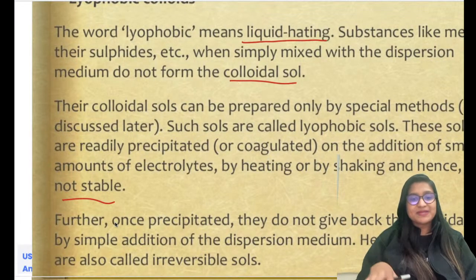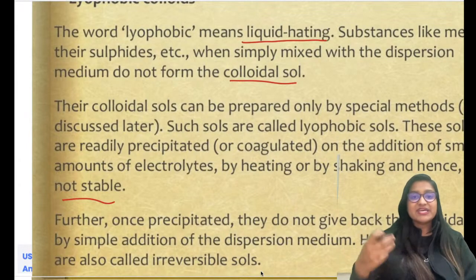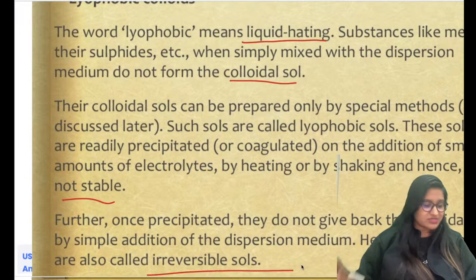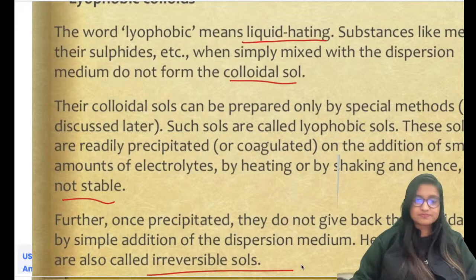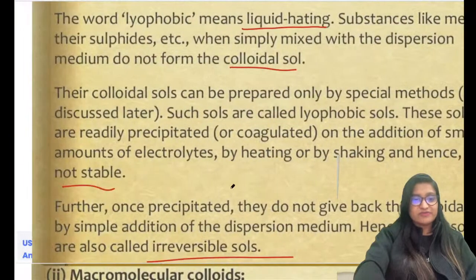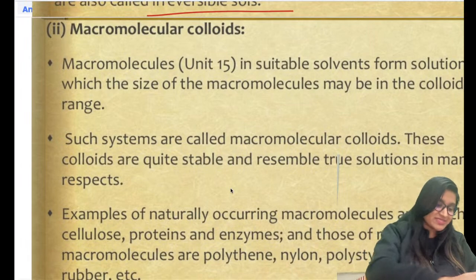Further, once these sols get precipitated, they cannot be formed again. So they are irreversible in nature. They do not give back the colloidal sol by simply adding the dispersion medium. Hence these sols are irreversible sols. Okay? Apart from it, we will do macromolecular colloids in the next session.